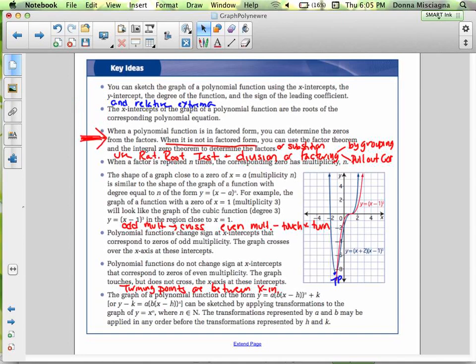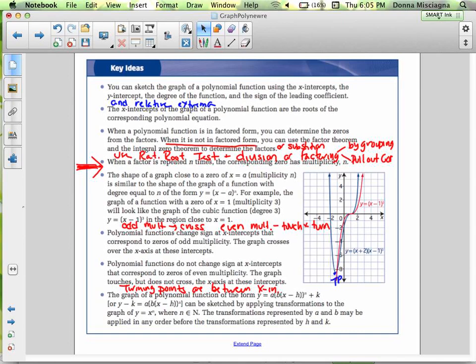When a polynomial function is in factored form, you can determine the zeros from the factors. When it's not in factored form, you can use the rational root test and then division, or you can use substitution, or you can do factoring by grouping or pulling out a greatest common factor. And they're all listed right here where my arrow is pointing.